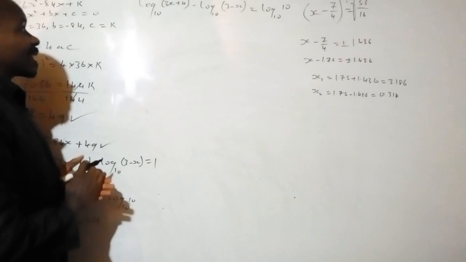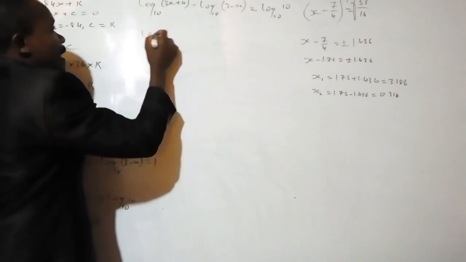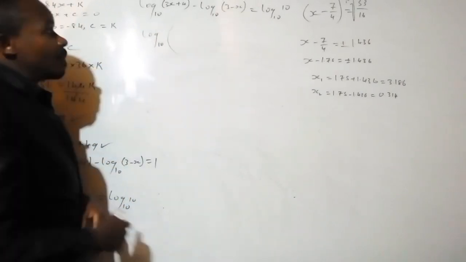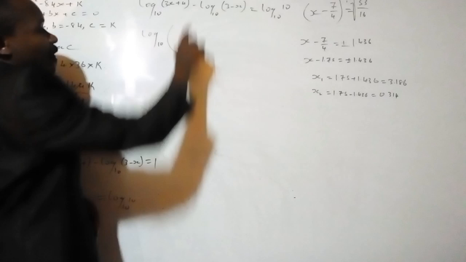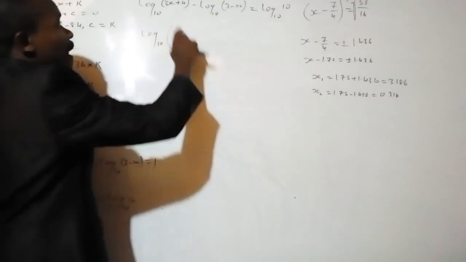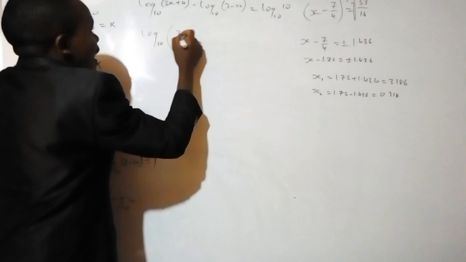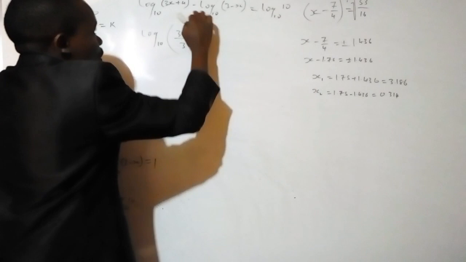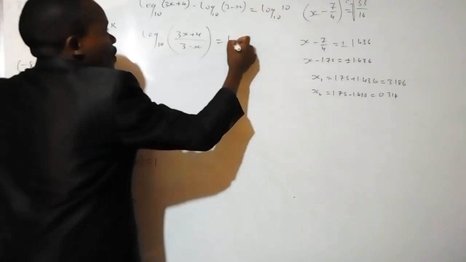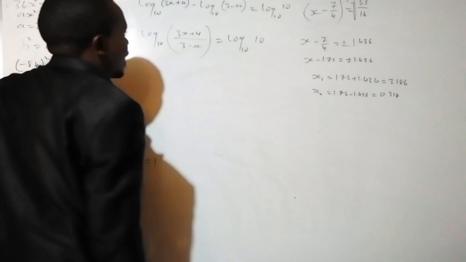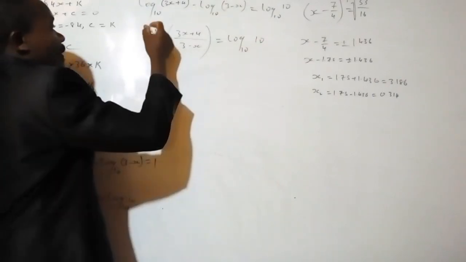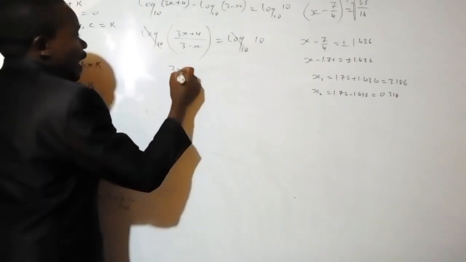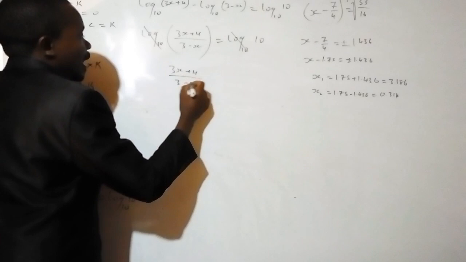We can take a single log base 10, then open the bracket. According to the law of logarithm, when we have minus, we are supposed to divide, and when we have plus, we are supposed to multiply. We take 3x plus 4 and divide by 3 minus x because of this minus here, equals log base 10 of 10. You can even show your examiner that you have dropped the logs, and we are going to have (3x plus 4) over (3 minus x) equals 10.